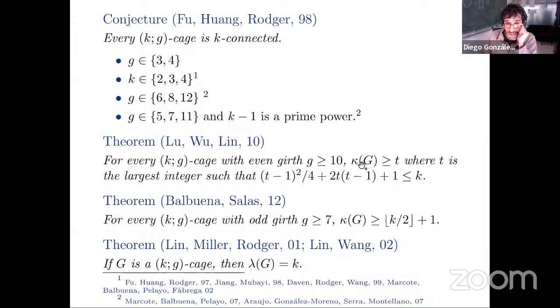Is the cage K connected? Is it T connected, where T is the largest number that satisfies this inequality? And we also know that cages with girth at least 7 are K over 2 connected, more or less. Concerning edge connectivity, it is known that KG cages are maximally connected. It is easier to study edge connectivity in cages than vertex connectivity.